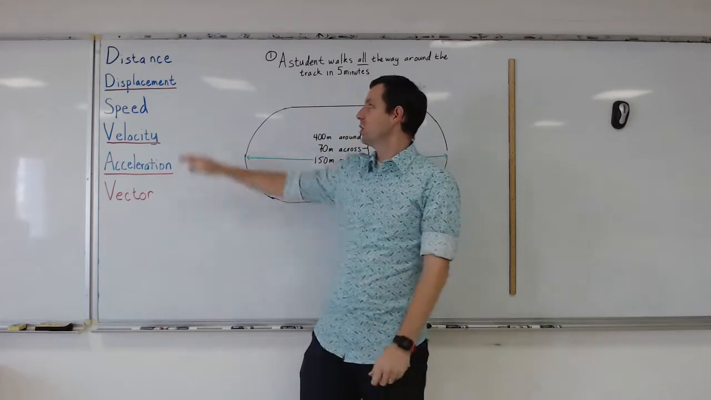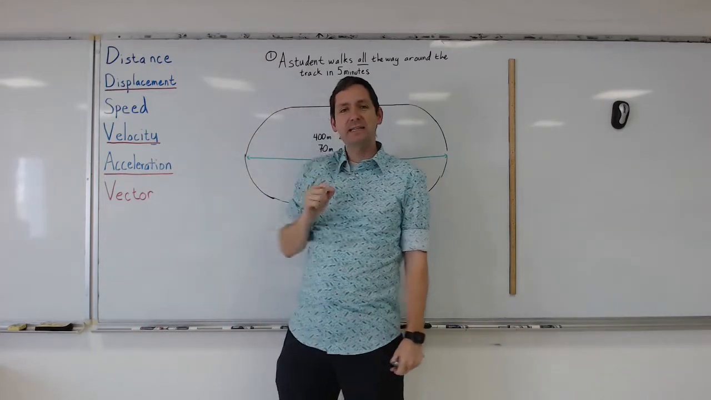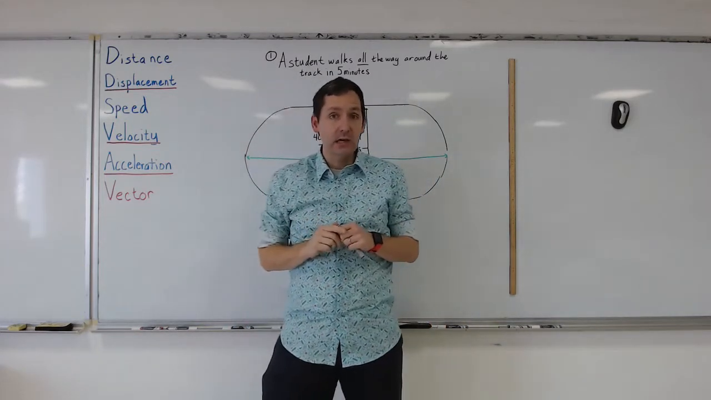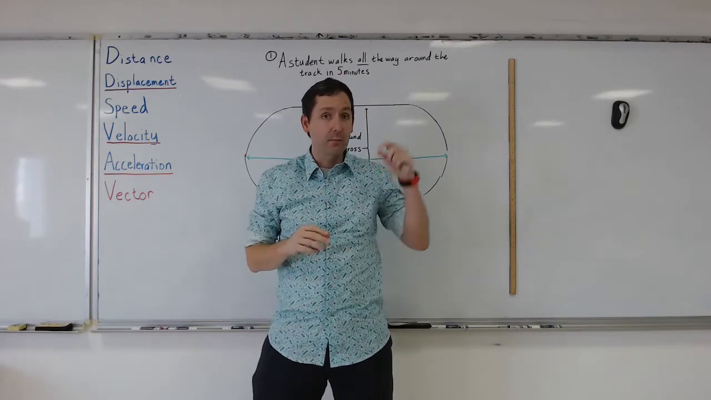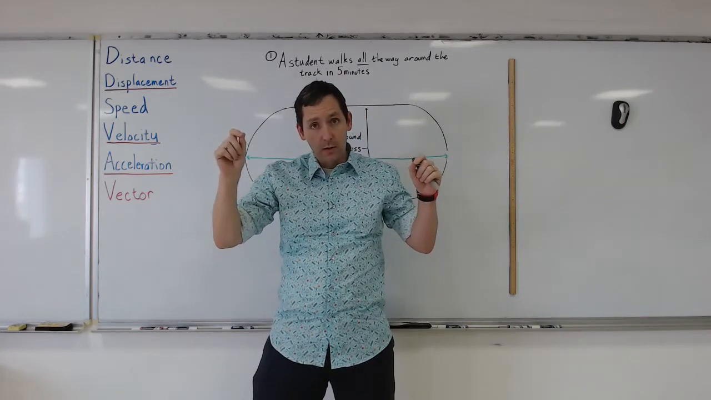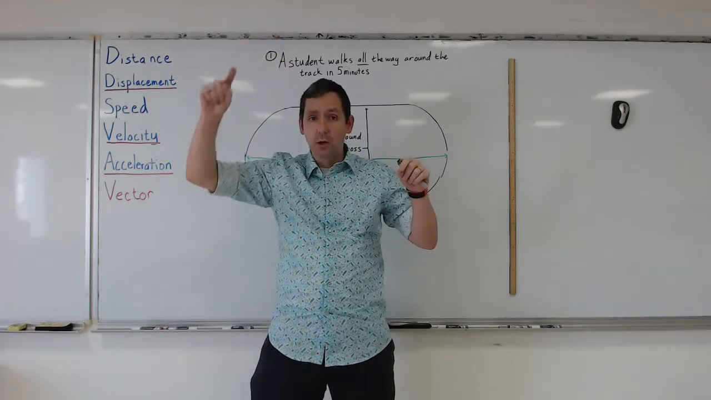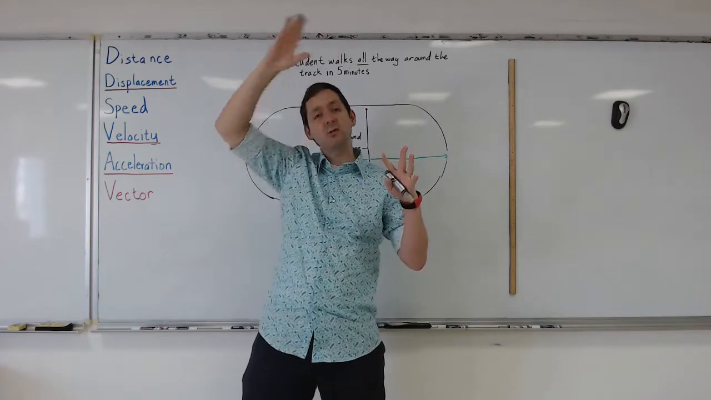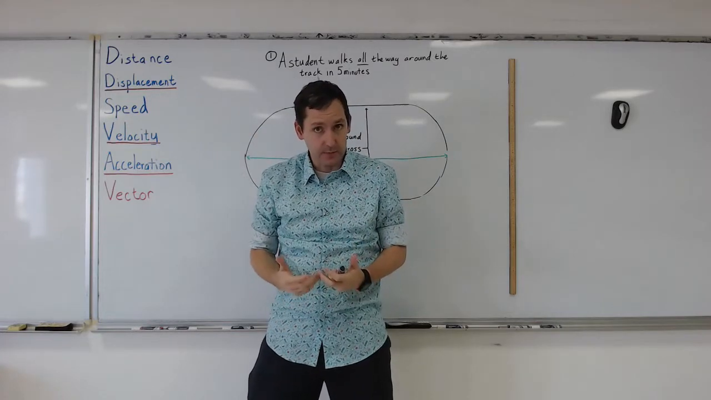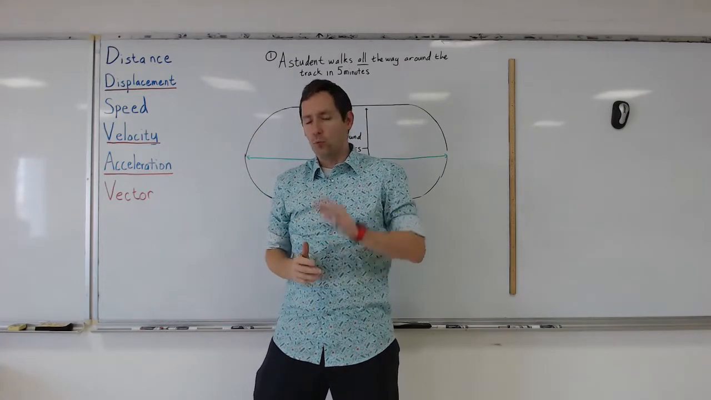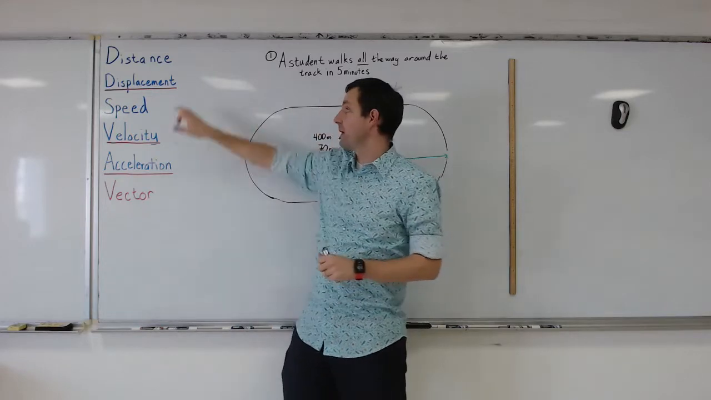So distance. Distance is how far it is along the path from point A to point B. So distance depends on the path that you travel. All of that would be considered distance. Again, I'll give you some examples in just a minute.